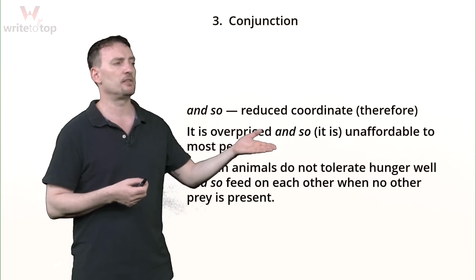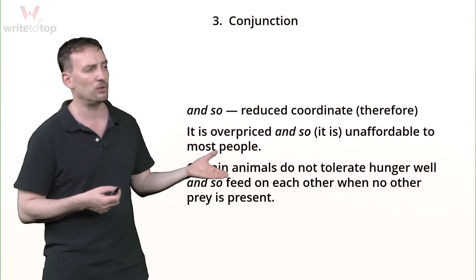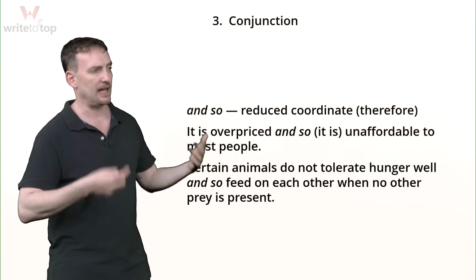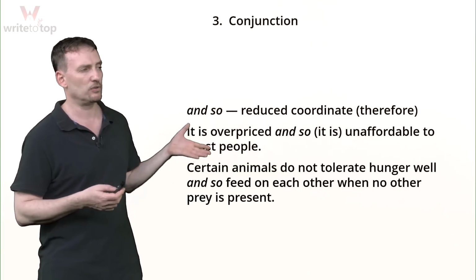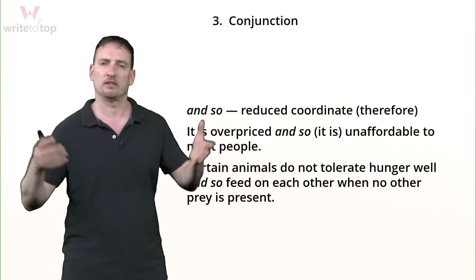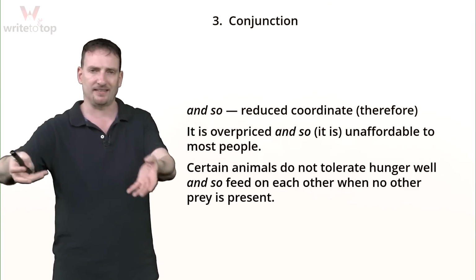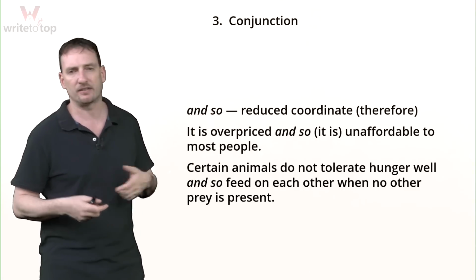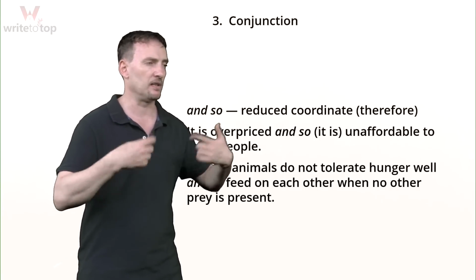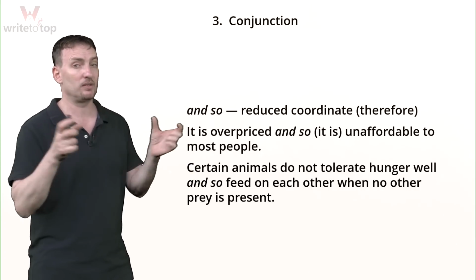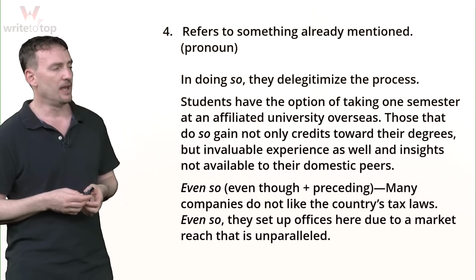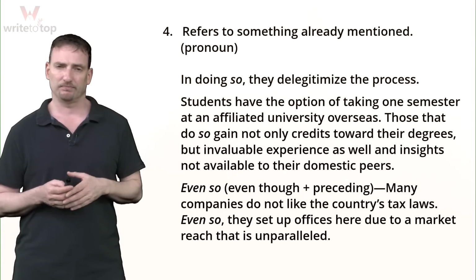Certain animals do not tolerate hunger well, and so they, I can take out, feed on each other when no other prey is present. And so therefore, they feed on each other. I don't want to put therefore or they, I take them both out, and I put and so instead to make it a little bit smoother, right? But here you need the and and the so together. They work together. Okay, number 4.